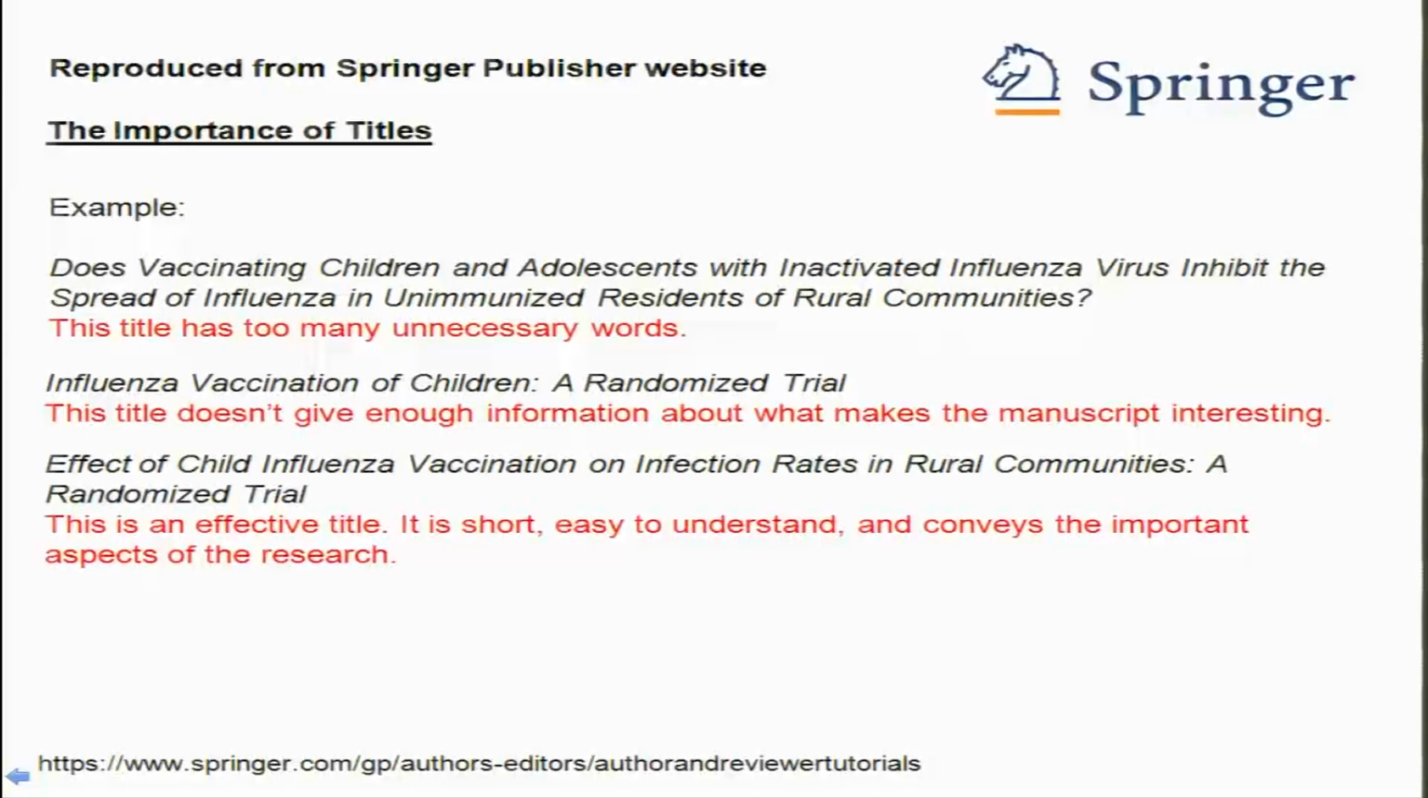So this is an example to show, again, an ineffective way of writing a title. If you can see here, there are examples that are given. I will come back to what could possibly be the best title. Now you have two different titles. One is "Influenza vaccination of children: randomized trial," and it doesn't give enough information; it doesn't make sense as to what the outcome is. Then you have another title, "Effect of child influenza vaccination on infection rates in rural communities: a randomized trial." This is an effective title. It is short, easy to understand, and conveys the important aspect of the research.